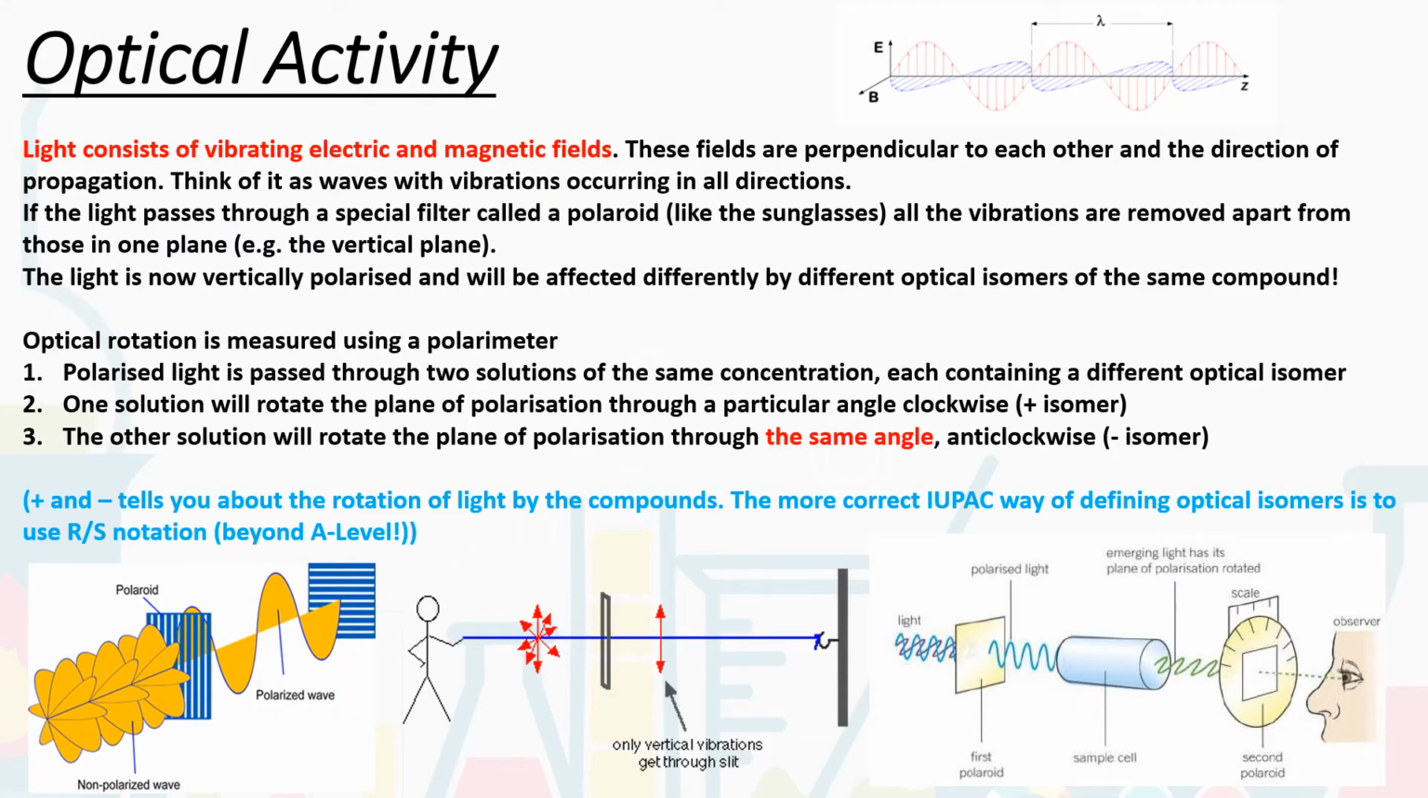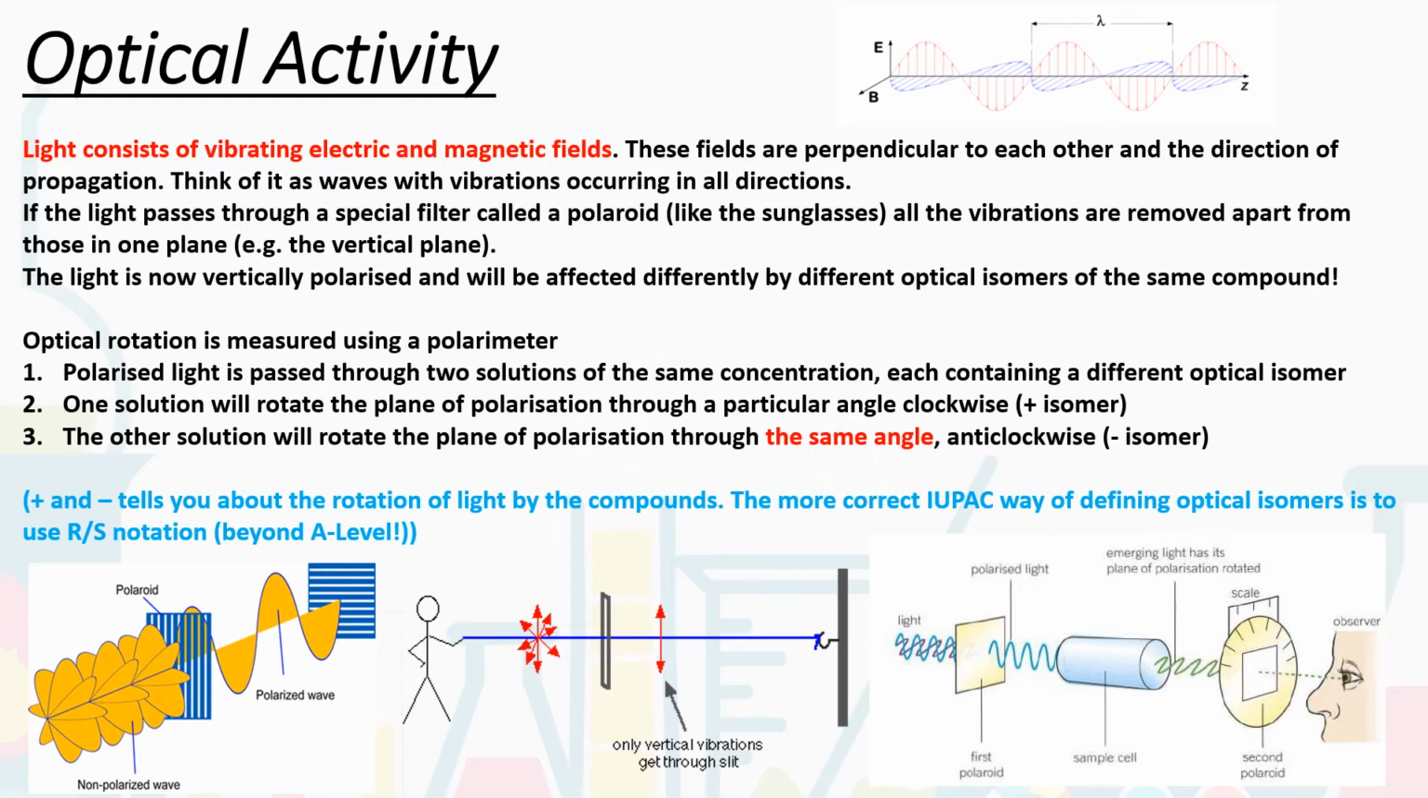So we talked a couple of slides ago about the difference between optical isomers being the way that they rotate plane polarized light. Light consists of vibrating electric and magnetic fields. It's part of the electromagnetic spectrum. So we have an oscillating electric field, we have an oscillating magnetic field.